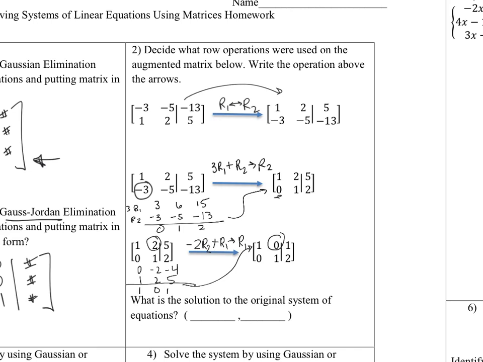So then it says, what's the solution to the original system of equations? Well, you can see the solution right here if we rewrite it into equations. x equals 1 and we get y equals 2. So that will be (1, 2).